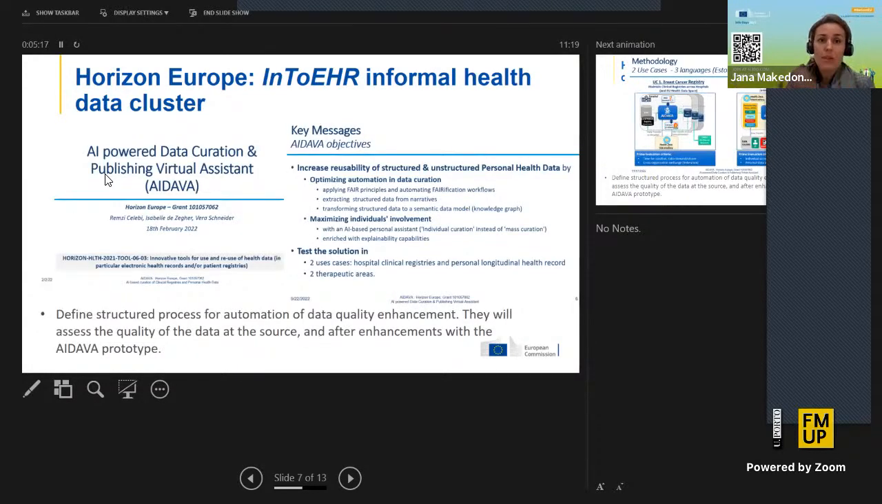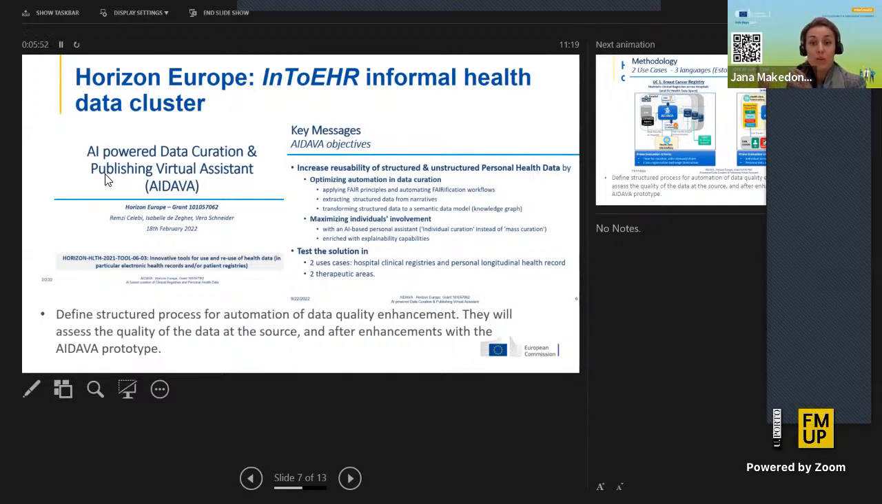Now, if you look at another project, IDAVA, coordinated from the Maastricht University. It focuses on the AI-powered data curation and publishing virtual assistant. So they want to really focus on automating verification workflows, extracting structured data from narratives, developing a semantic data model for this structured data, and having this personal assistant, which is really about individual curation more than about mass curation. And they have two use cases to actually validate this whole setup.